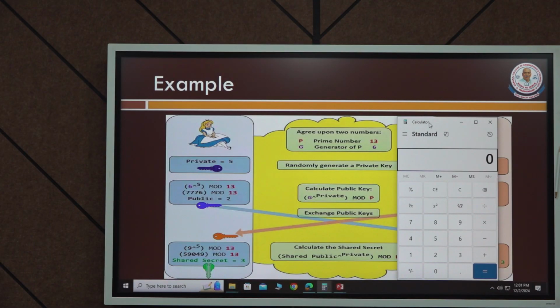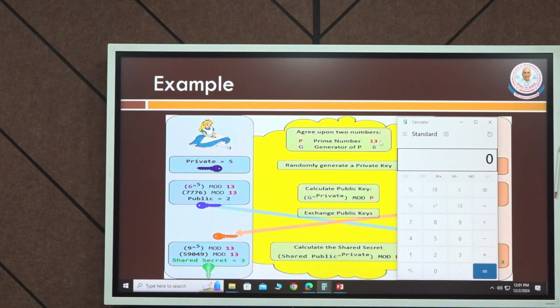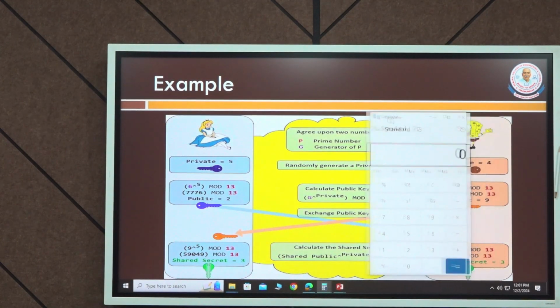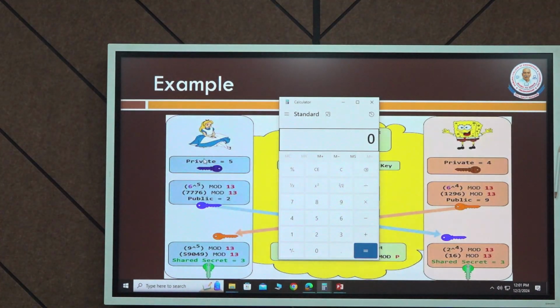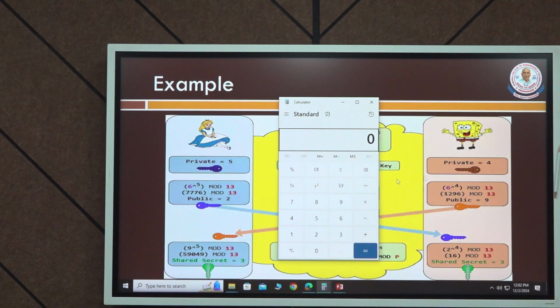So let us see with an example. Initially they have two numbers: the prime number 13 and another number, 6. 6 is the generator of the prime number 13, and both users have to choose their private key. At user A's side the private key is 5 and at user B's side the private key is 4. So it can be represented as XA equal to 5 and XB equal to 4.